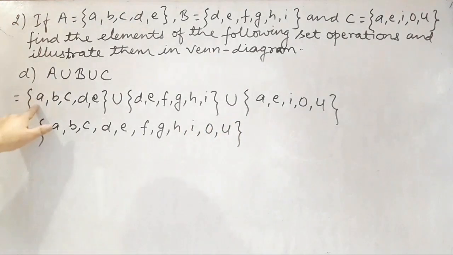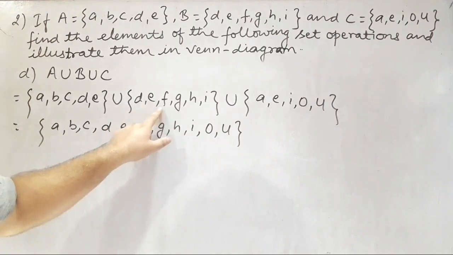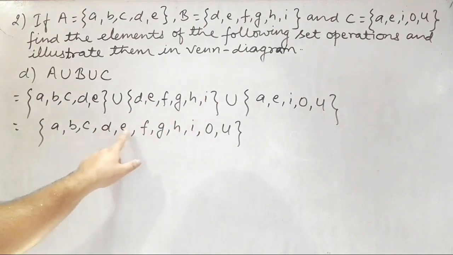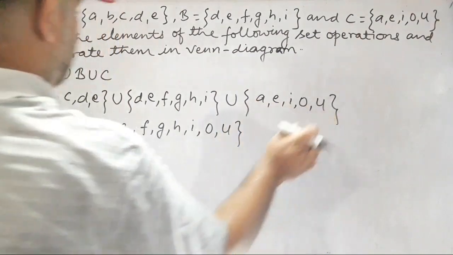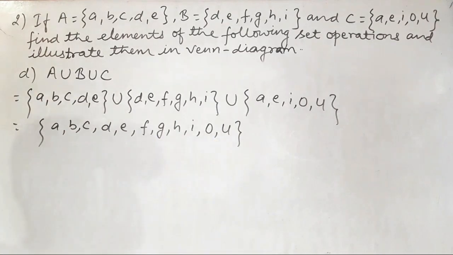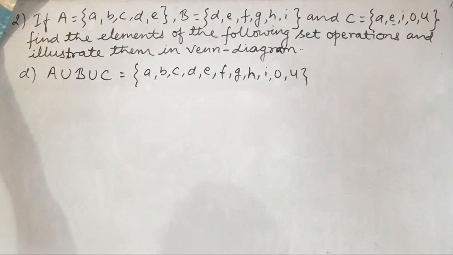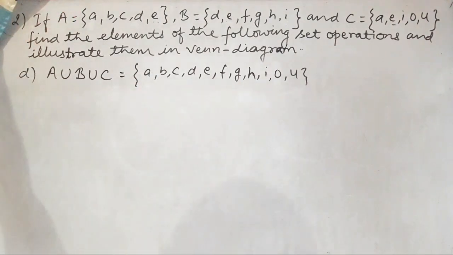Let's check here. A, B, C, D, E. D, E, F, G, H, I. A, E, I, O, U. That means we have not missed any elements. Let's make the Venn diagram of A union B union C. I have written here the elements which we found just now.